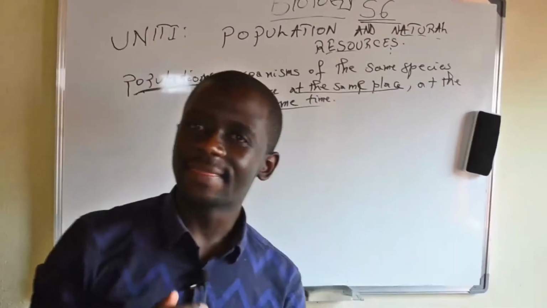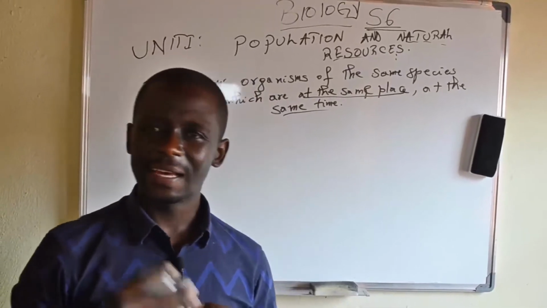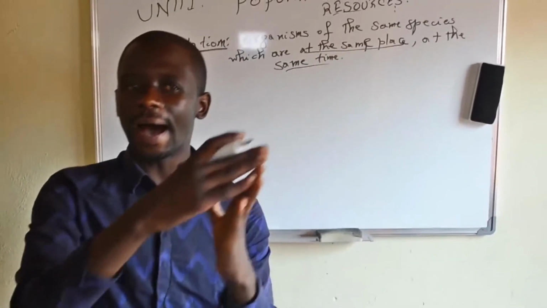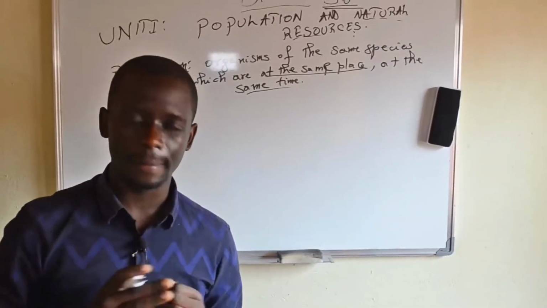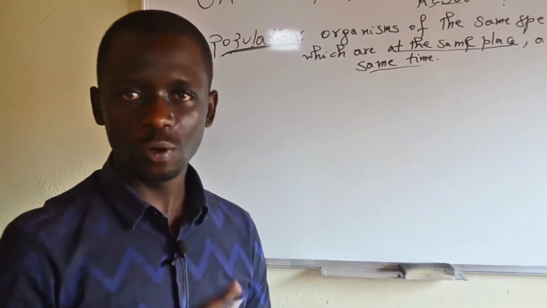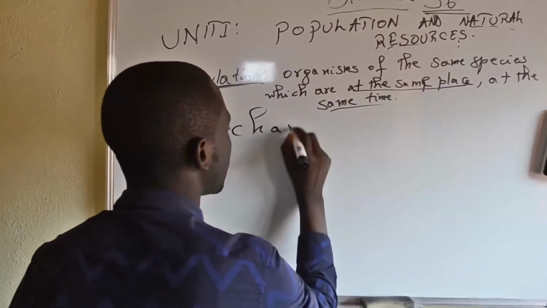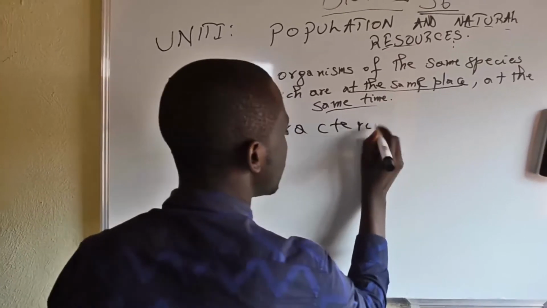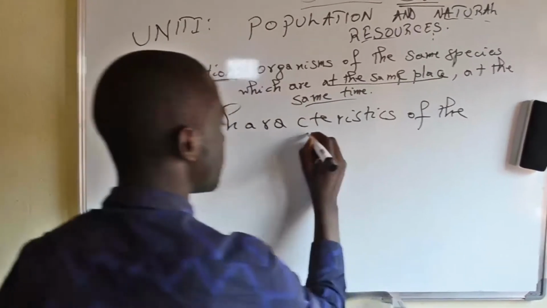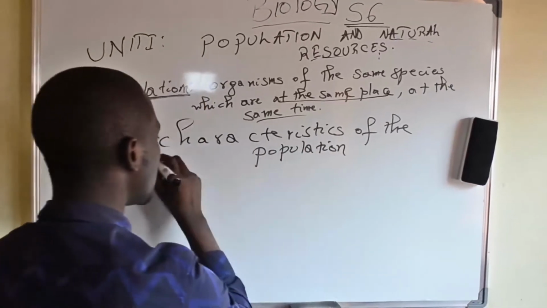So, what are the characteristics, the real characteristics of the population? What are the factors that we say, these factors are the key factors to name a population? The characteristics of the population are the following, okay? You just follow. Characteristics of the population, okay?